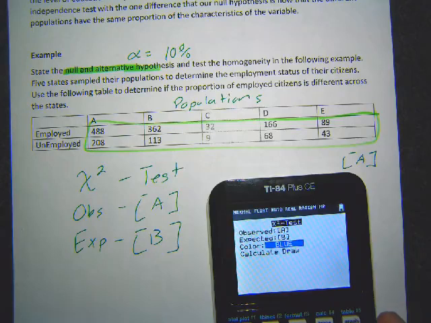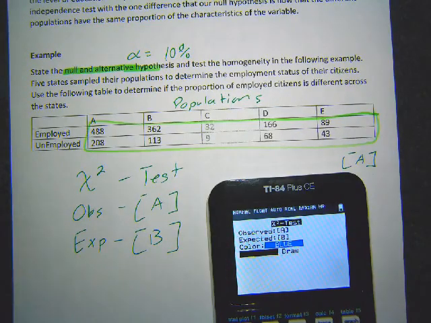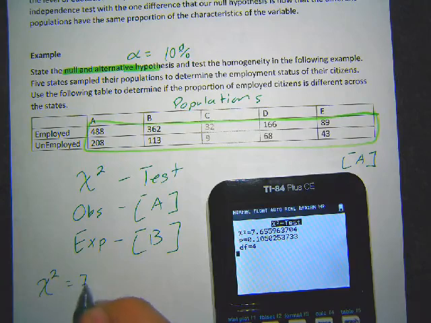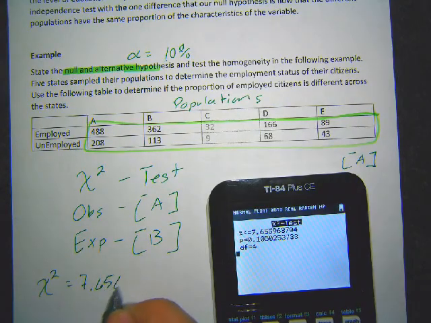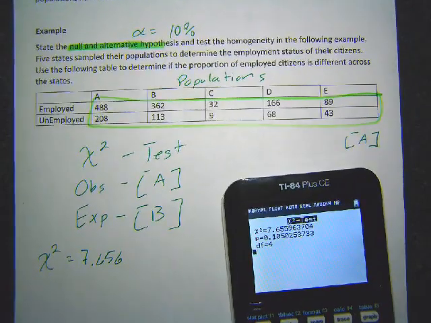Chi-squared test. A is what I want because that's where I put that data. Calculate, and there we go. So we get our values. We see that the chi-squared is 7.656. Again, chi-squared tests are always right-tailed tests, so we're always looking for this chi-squared number to be big enough.